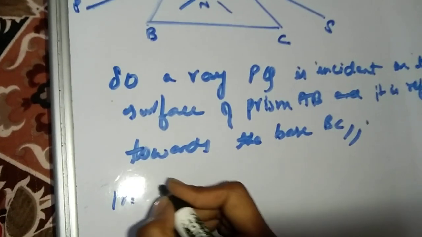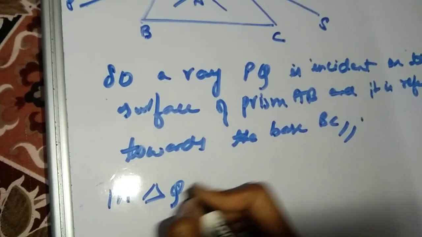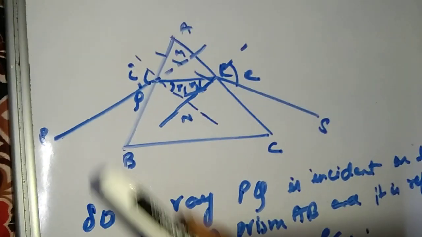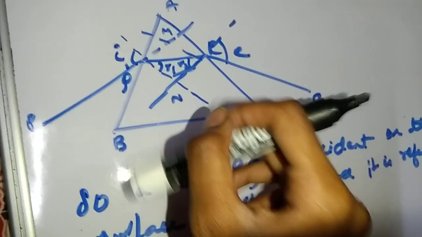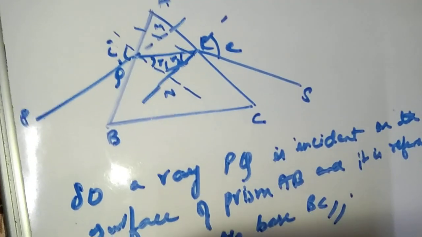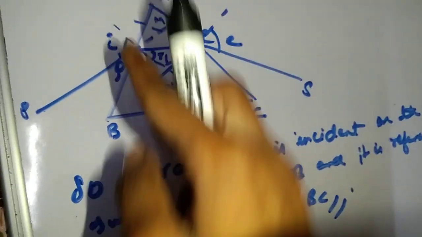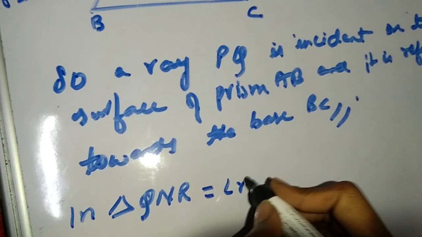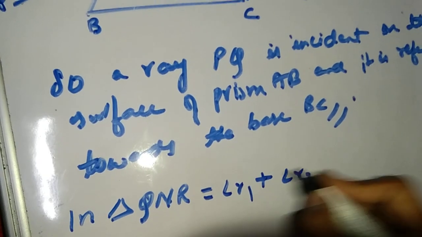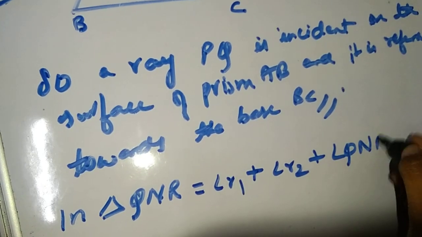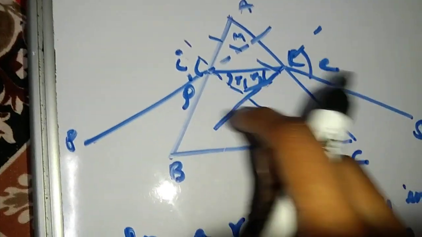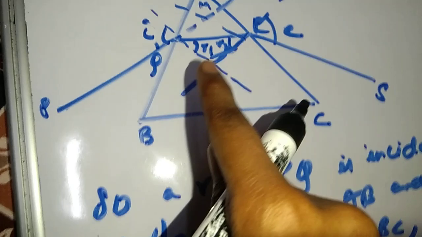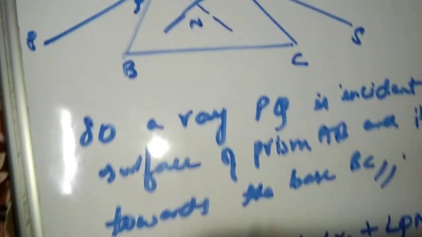First let us see in triangle QNR. So this is the triangle we are talking about. In this you can see R1, R2 is there, and then QNR is there. So the same thing we're going to just write. We're going to write here angle R1 plus angle R2 plus angle QNR. So you can see the sum of all the angles of a triangle will be equal to 180 degrees. That's it, simple. Here R1, R2 and QNR we have just added.